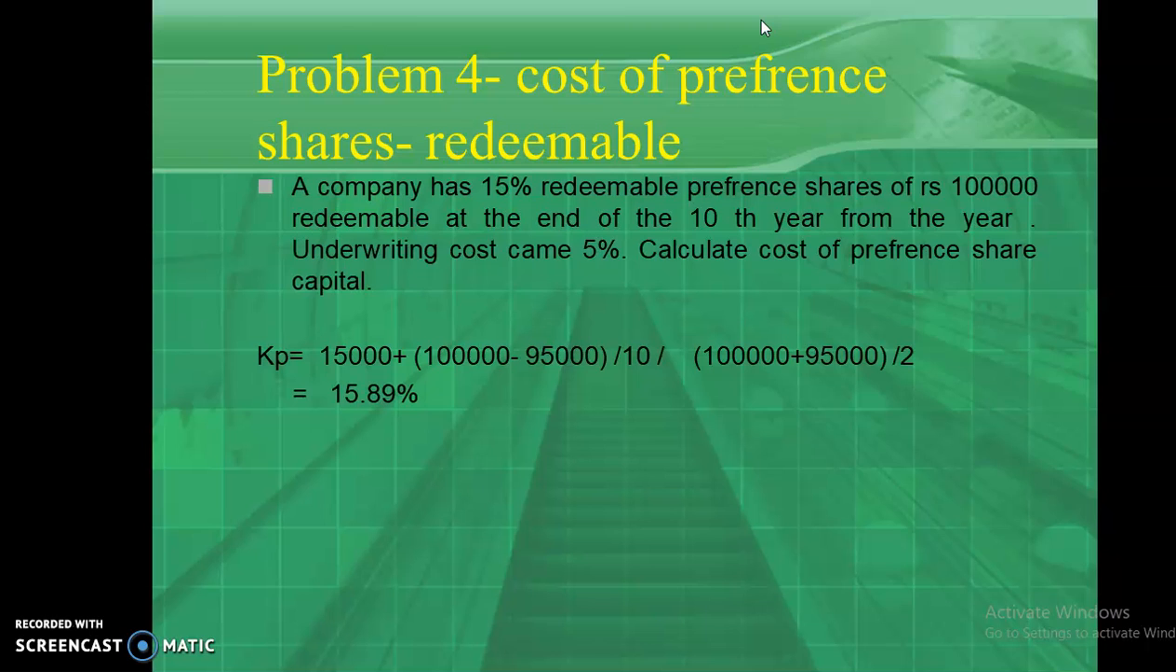So it's very clearly written that these preference shares are redeemable on the 10th year. And it's redeemable at a price that's also given. Redemption price, or maturity value, is also given here. Okay. So you can work out this. What is the dividend amount for these preference shares? Let's work out that. That is 15% on this 1 lakh. So you will get 15,000 rupees dividend. So 15,000 plus 1 lakh rupees, that is the redemption price.